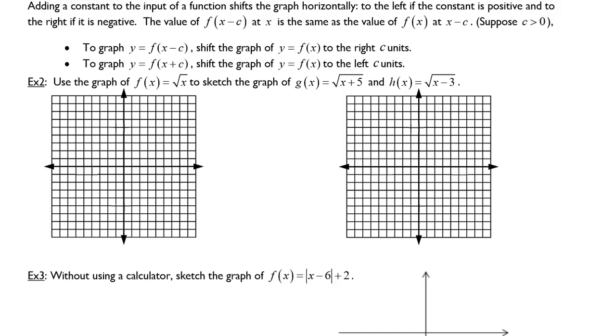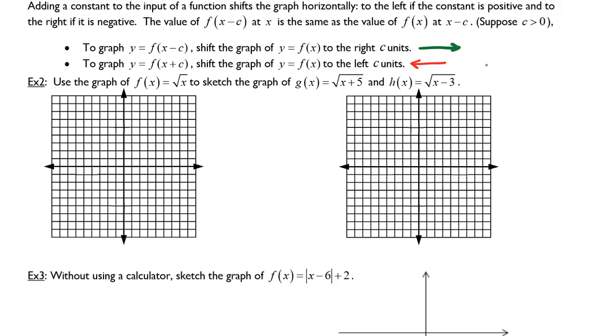To graph y equals f of x minus c, shift the graph of y equals f of x to the right, c units. This might be helpful if you draw a little arrow whenever you see the shifting inside the function. And to graph f of x plus c, shift the graph of y equals f of x to the left, c units.